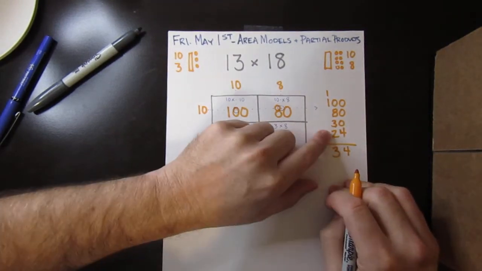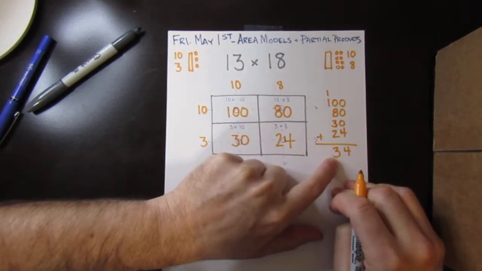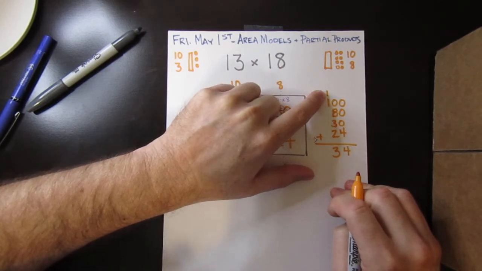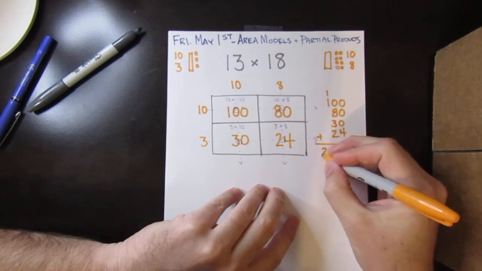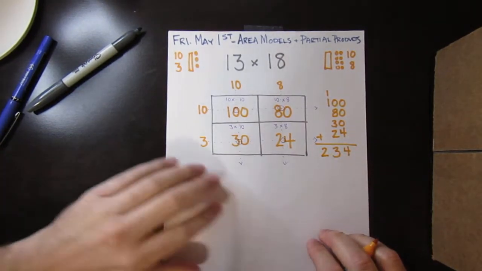And again, I am making a lot of misstatements here. That is not actually a 3, it's a 30. It's not a 1, it's a 100. But we're moving fast here, right? So 1 plus 1 is 2. And that's it. The answer is 234.